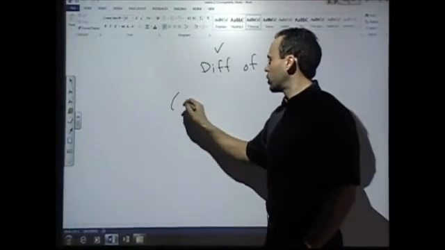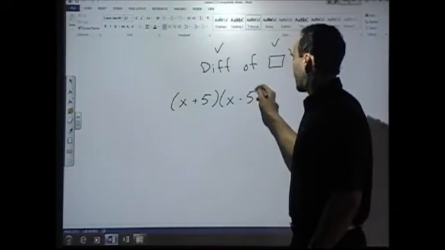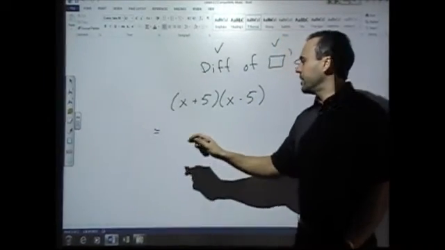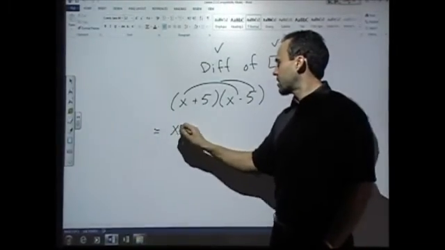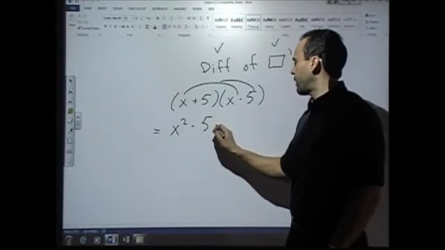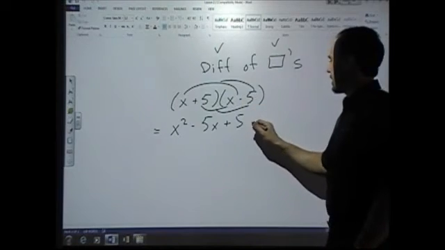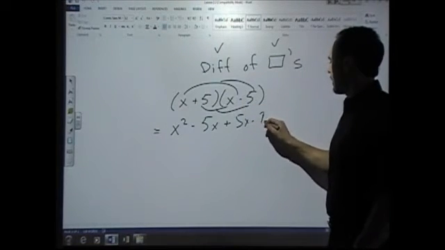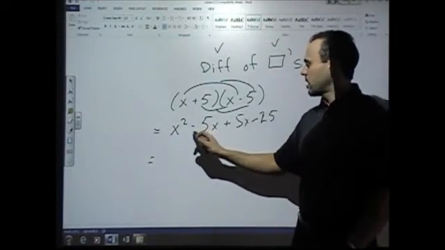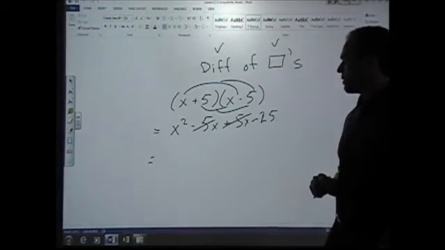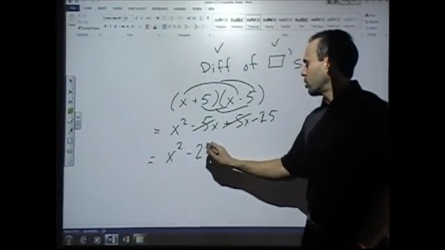Now, when we showed you stuff like this, x plus 5 times x minus 5, for instance, when you expanded this the proper way using FOIL, everything in here times everything in here, x times x is x squared, x times negative 5 is negative 5x, and then 5 times x is 5x, and 5 times negative 5 is negative 25. Then when you simplify this, the middle terms will cancel out because one's a negative 5x, one's a positive 5x. Add them together is 0. So you're just left with x squared minus 25.